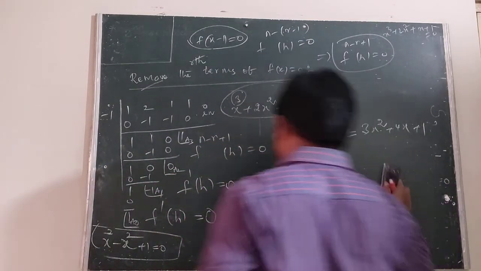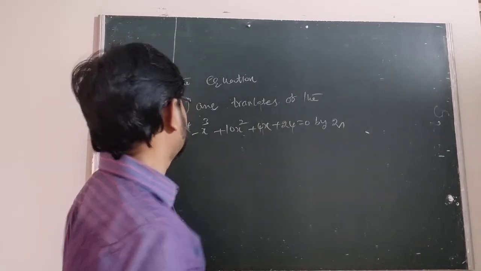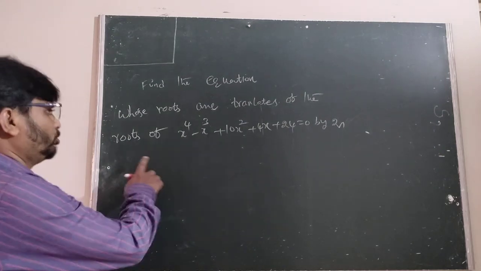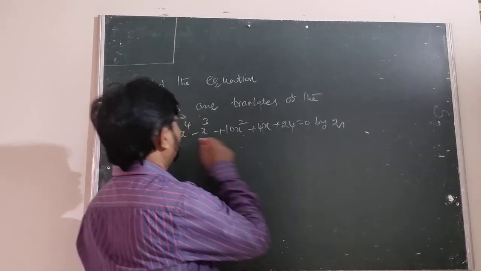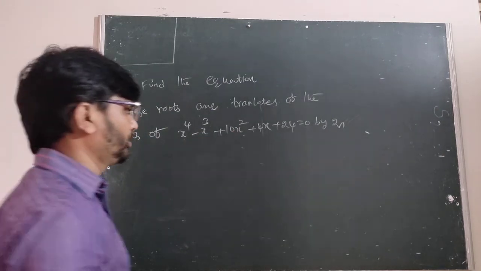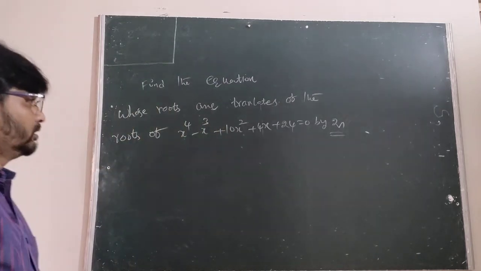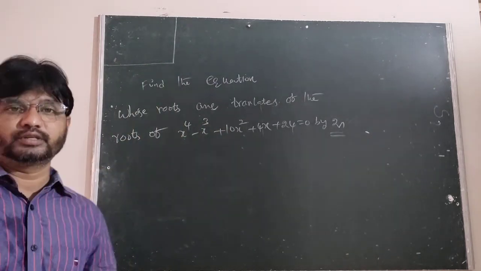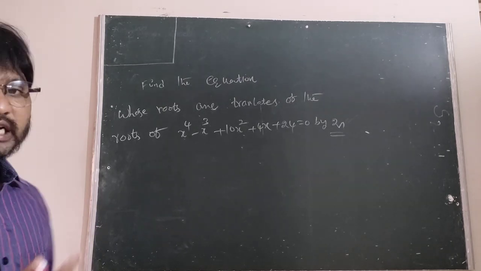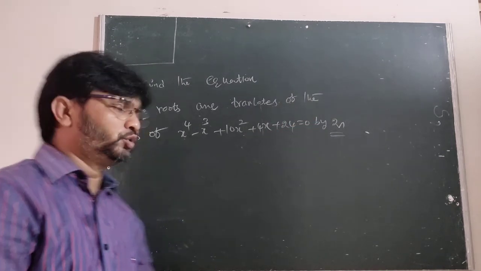Now we are going to the next one. Now we are going to discuss the equation whose roots are translated by 2 from the roots of the equation x power 4 minus x cube plus 10x square plus 4x plus 24 equal to 0. So how to complete this one? Find the transformed equation whose roots are translated by 2 from the roots of the equation.